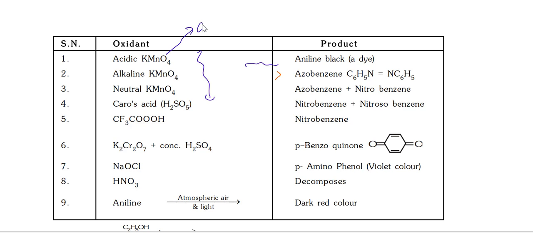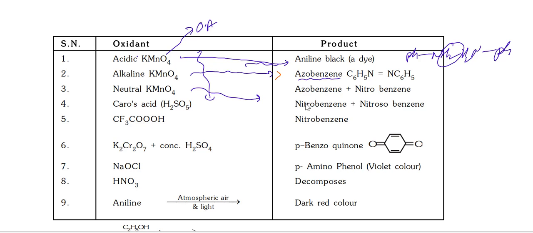KMnO4 is a good oxidizing agent. In acidic medium, it is a strong oxidizing agent. With this strong oxidizing agent, aniline gives aniline black, a dye. Alkaline KMnO4 has the least oxidizing nature. In that case, it is forming azobenzene. See the aniline here, PhNH2, one more PhNH2, just removing these hydrogens, forming azobenzene.